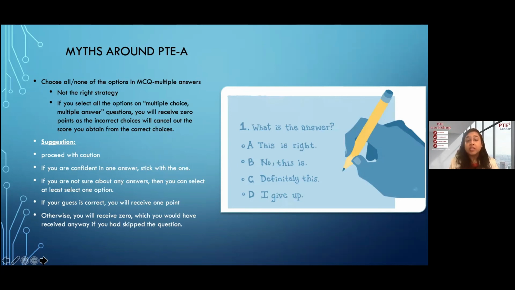So my suggestion is even if it is a multiple choice, multiple answer question, don't choose multiple options unless you're 100% sure. Just choose one. In case that is right, you're getting 1 point. If that's wrong, you're getting 0. At least you are not getting anything minus or negative. So don't follow the suggestion of people who say choose all or choose nothing in multiple choice, multiple answer. Always choose only one option, even if you are not confident about it. Don't skip the questions.